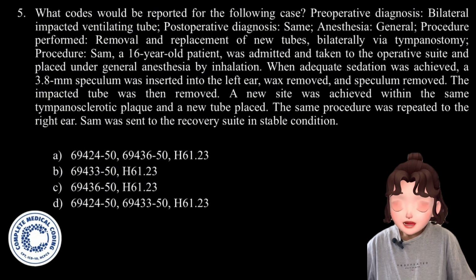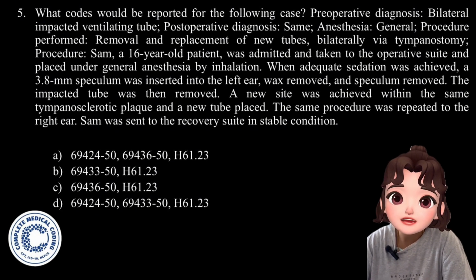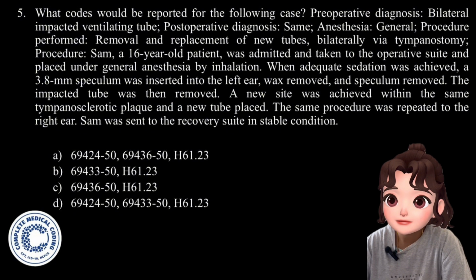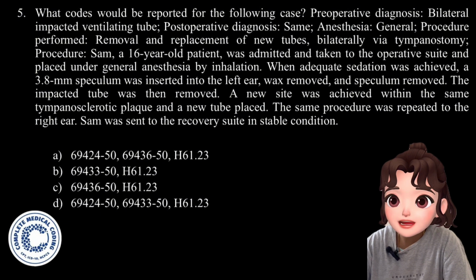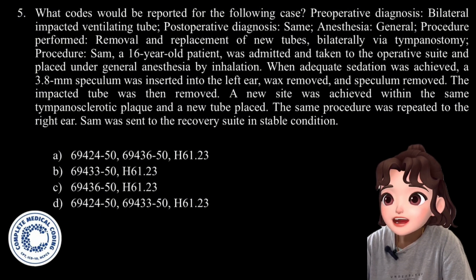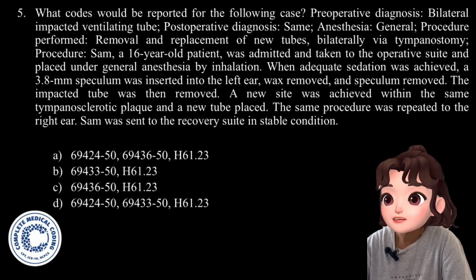Now let's look into one more question. Fifth question. This is actually a case study. You will get such types of questions in case studies. What codes would be reported for the following case? Pre-operative diagnosis, bilateral impacted ventilating tube. Post-operative diagnosis, same, which means bilateral impacted ventilating tube. Anesthesia, general. General anesthesia is carried out here. Procedure performed. What is the procedure performed here? Removal and replacement of new tubes bilaterally via tympanostomy.